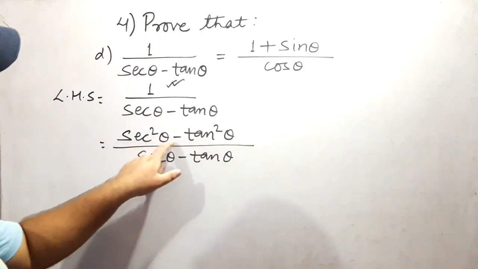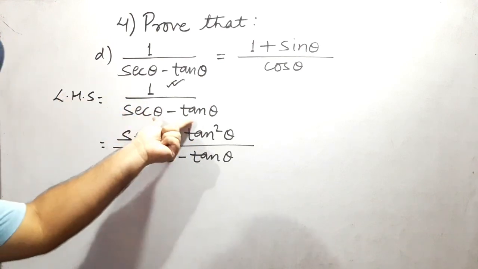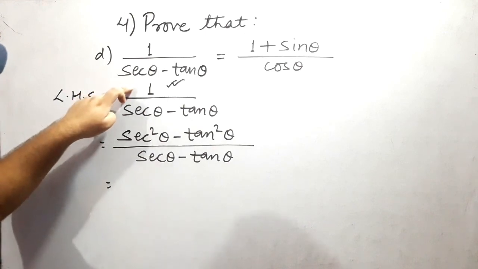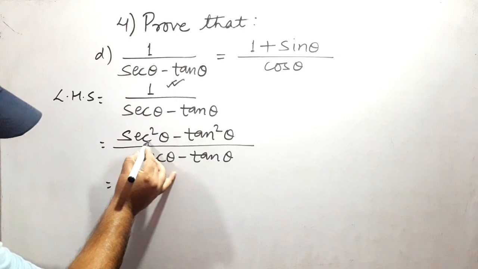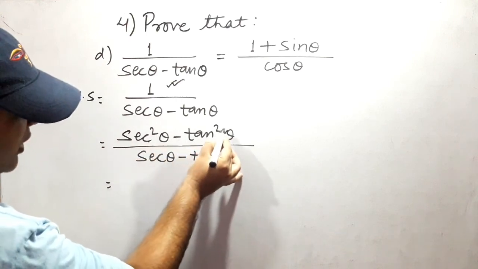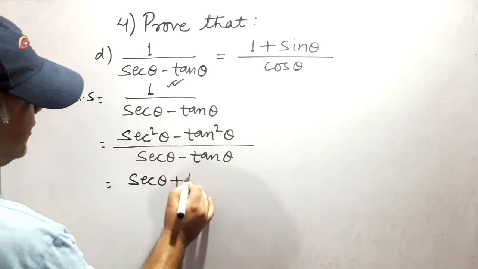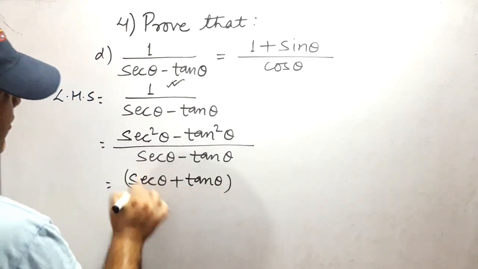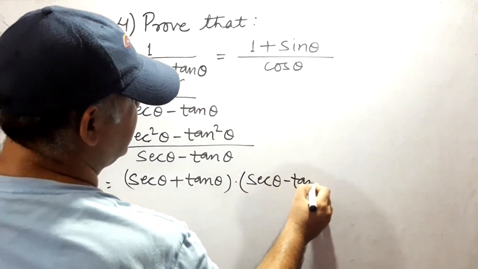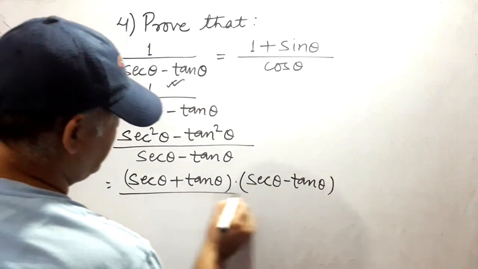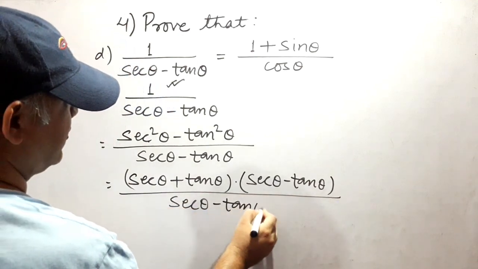Since sec square theta minus tan square theta is equal to 1, it matches with this denominator. So I change this 1 in terms of sec square theta minus tan square theta. It is in the form a square minus b square. So a square minus b square can be written as a plus b, that is sec theta plus tan theta, into a minus b, that is sec theta minus tan theta, by sec theta minus tan theta.